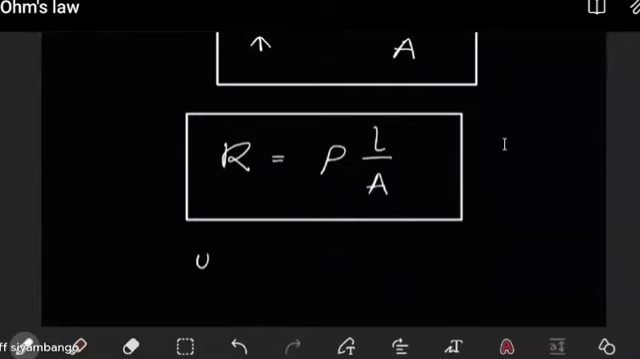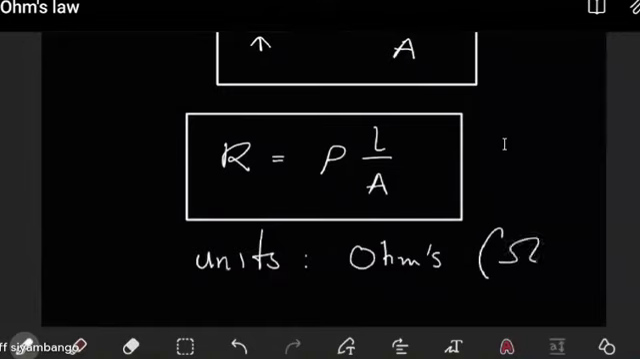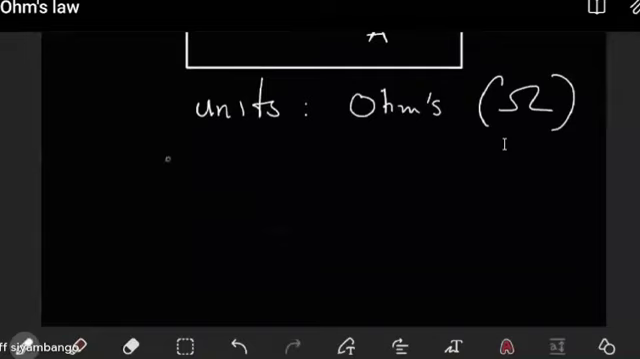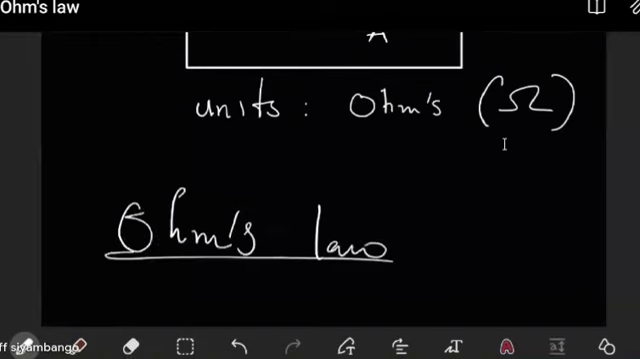So, resistor has units of ohms, or symbol omega, like that. So, let's now move on to define Ohm's law, since we have accounted for everything that is necessary there. Now, what does Ohm's law state?